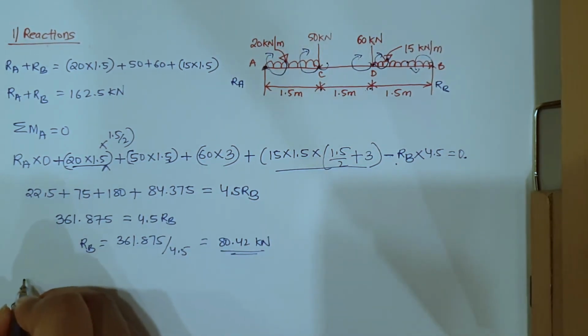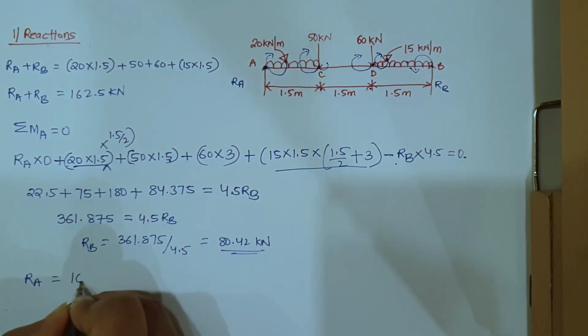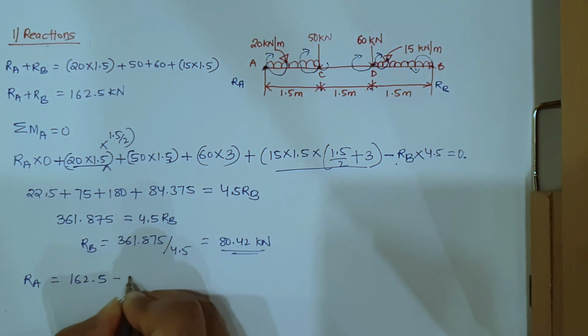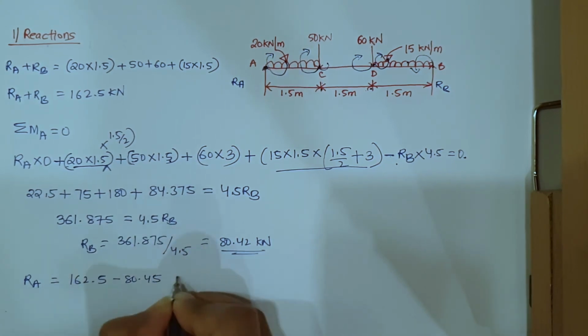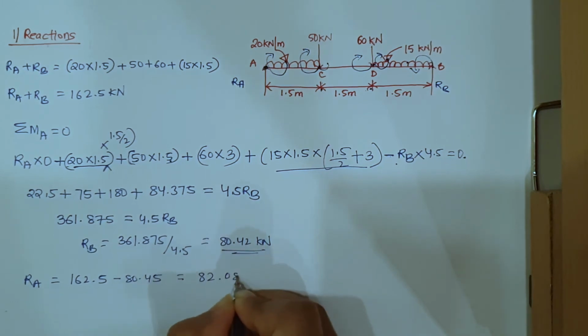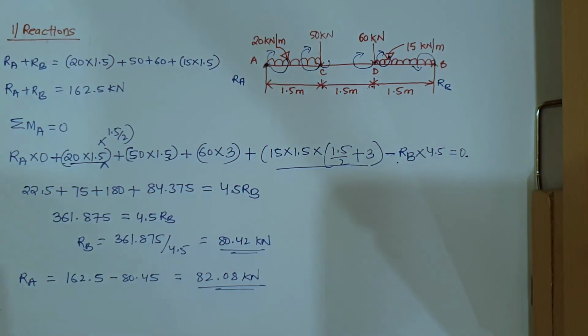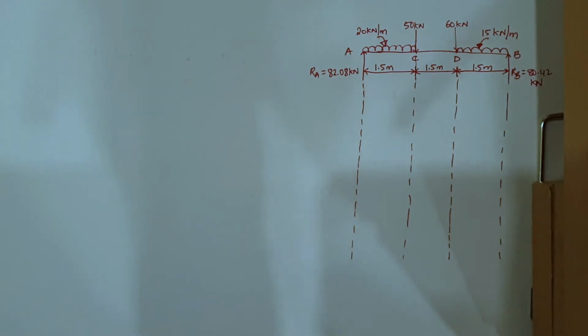kilonewton. Similarly, reaction RA will be equal to 162.5 minus 80.45, and this will come equal to 82.08 kilonewton. So we have both the reactions.